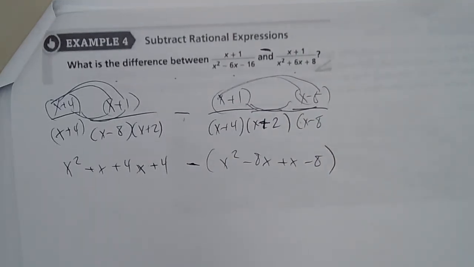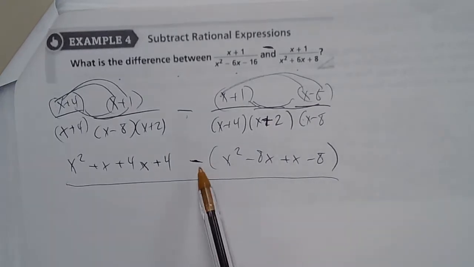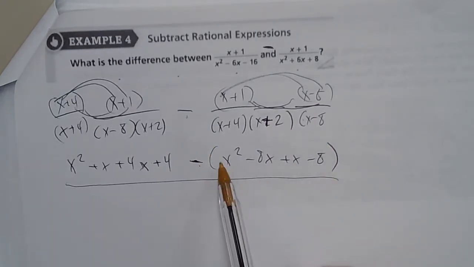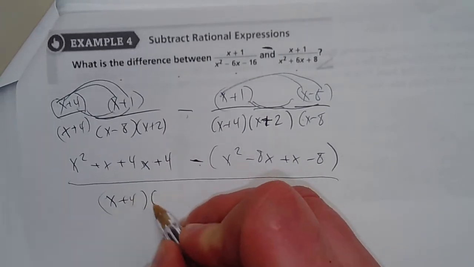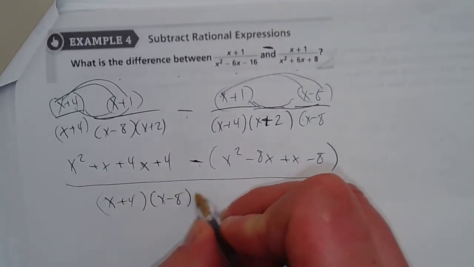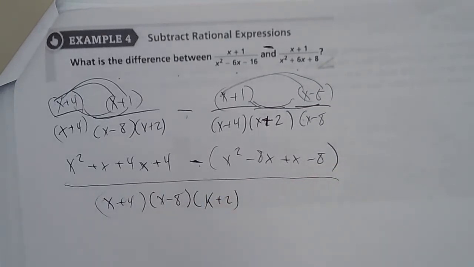All right. Now, I do know that this is all going to be over, so I guess I'm going to keep it as one fraction. Sorry, I just did it as a quantity like this because I know all of this has to get subtracted. This is all over that common denominator that we created, the x plus 4, the x minus 8, the x plus 2. And it doesn't matter what order you write those three factors in. They're all interchangeable. It's multiplication.